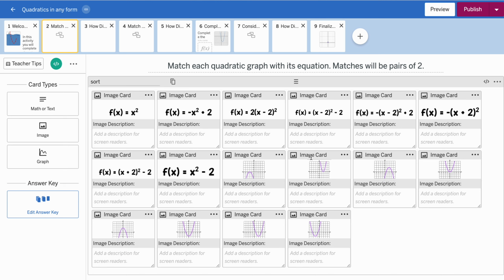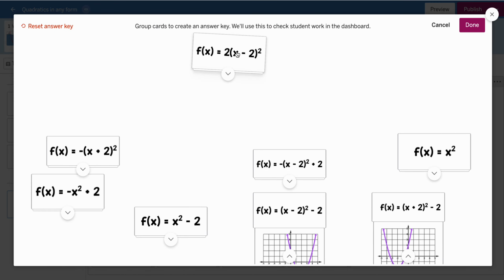Talking about the basics, there's three types of cards you can have: math or just plain text, an image/screenshot, as well as a customizable Desmos graph. Once you have all your cards laid out on the table, that's when you're going to want to make your answer key, and you can arrange it however you like.